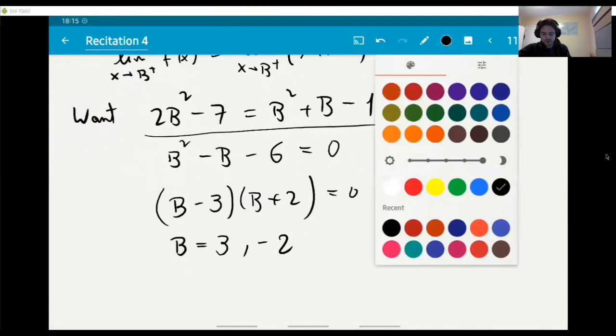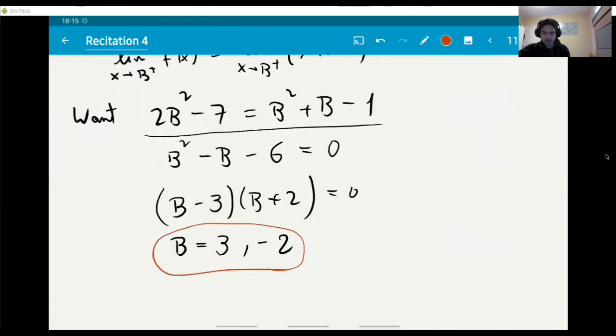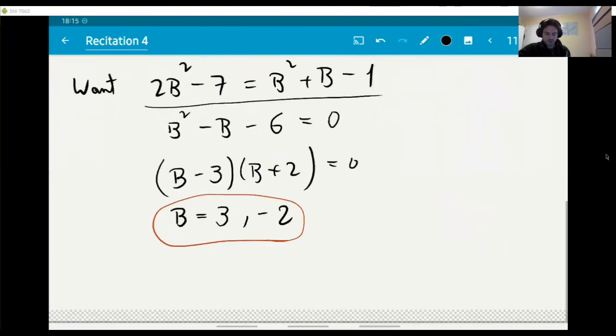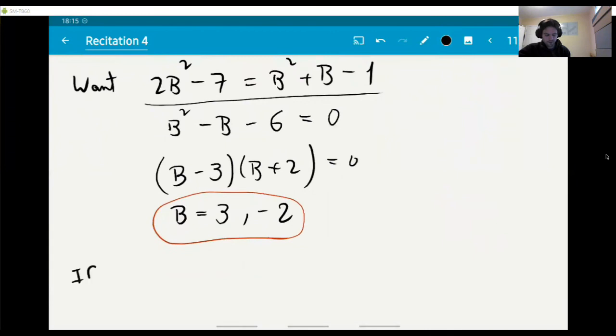So so far, those are the only candidates for us that make continuity. If you're not at these values of b, the two one-sided limits are not equal, so there is no limit. But if b is 3 or minus 2, then the two values there are actually going to be equal to each other. So you can say that the limit exists.